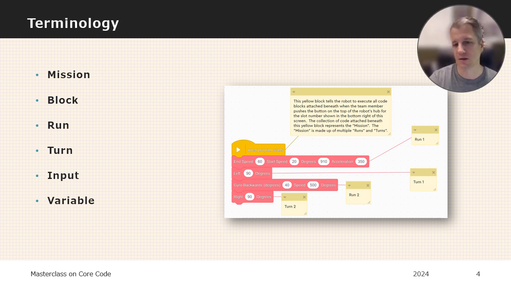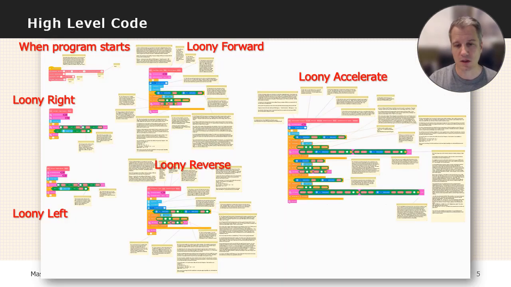A turn is, of course, a block of code that either turns left or right. An input is a configurable number you can set in your code, like speed or the angle you want the robot to turn. These 4 numbers here are inputs. And then last, there's something called a variable, which is also like a configurable number like the input here, but instead of setting it up in one of these blocks, you can set it up for an entire mission.